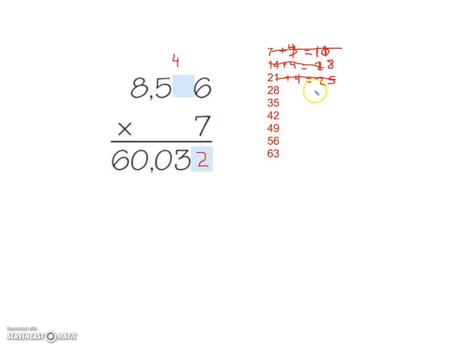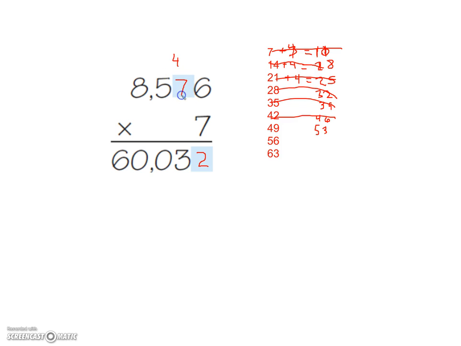28 plus 4 is going to be 32. 35 plus 4 is going to be 39. 42 plus 4 is going to be 46. 49 plus 4 is going to be 53. Hey, that ends in 3. It's not this one, it's not this one. If I count these, 1, 2, 3, 4, 5, 6, 7, 49 is 7 times 7.